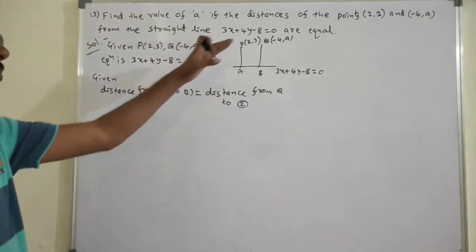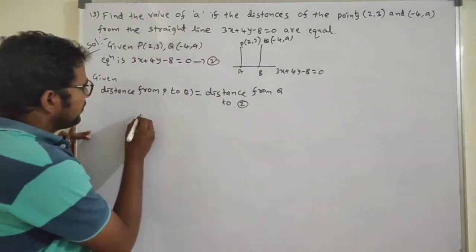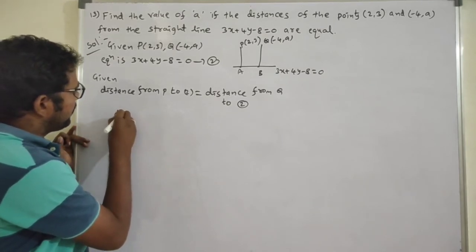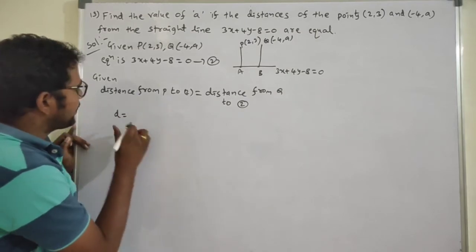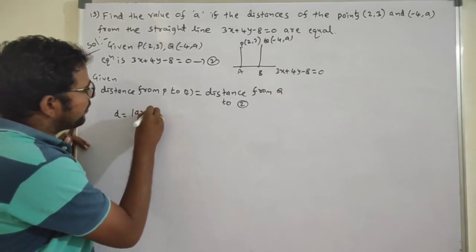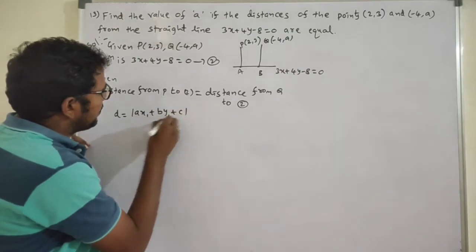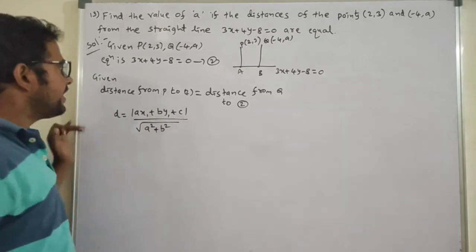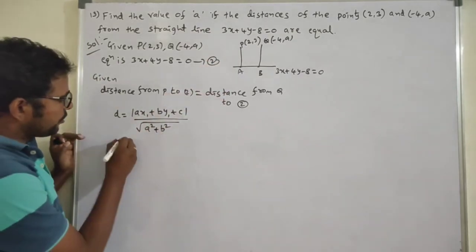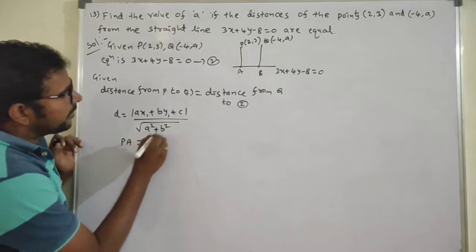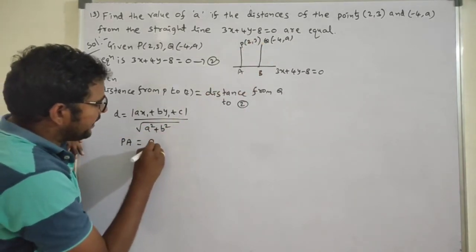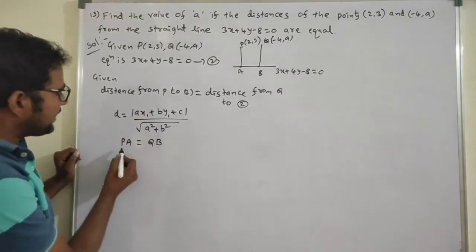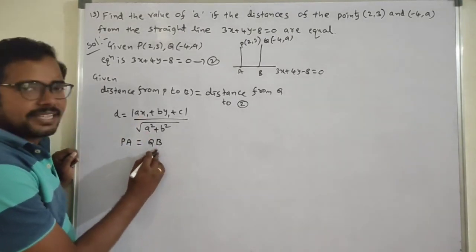So what is the distance from one point to one line? That is the length of perpendicular. Distance is equal to the length of perpendicular, both are the same: modulus of ax1 plus by1 plus c by root over a square plus b square. Here from point P the distance PA is equal to QB. We take P as (x1, y1) first, and then Q as (x1, y1).